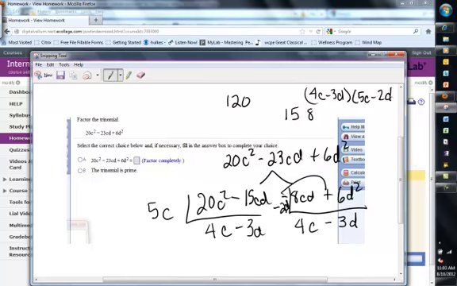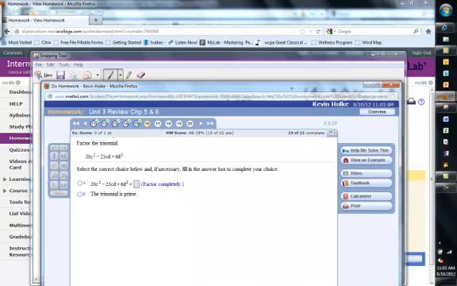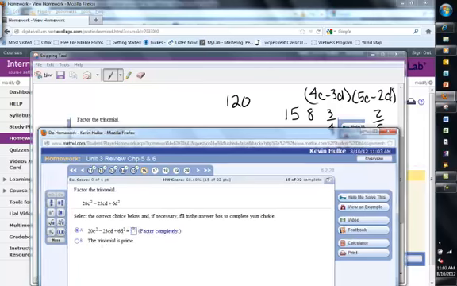Let's enter it into our calculator. Mode 5, 3, and it's 20 and negative 23 and 6. And our calculator says 3/4 is x1 and 2/5 is x2. So it does check, and that's our factored form. Parentheses 4c minus 3d and 5c minus 2d.